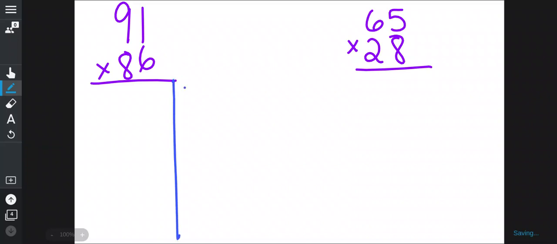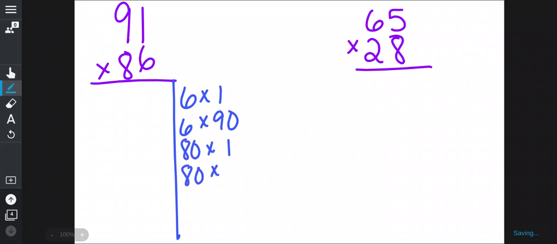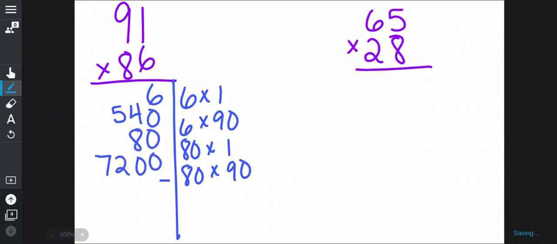All right, so now that you are back, we are going to do 6 times 1, 6 times 90, 80 times 1, 80 times 90. Hopefully those were your facts. Here you have 6, 540, 80, and 7,200. 6, 2, 1, 8, and 7. 7,826 for the first problem. If you haven't done the second problem, pause the video, and we'll see you in a minute.